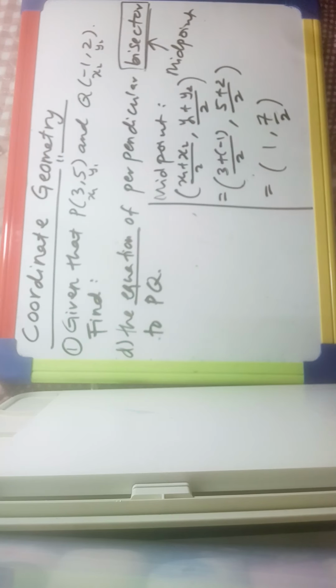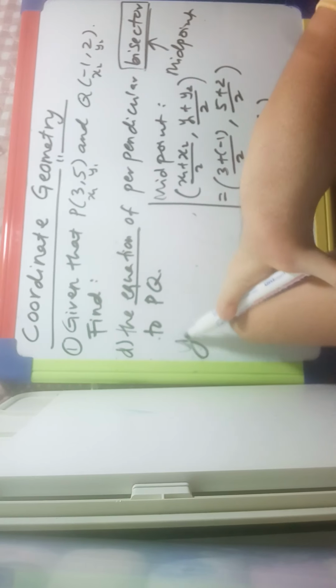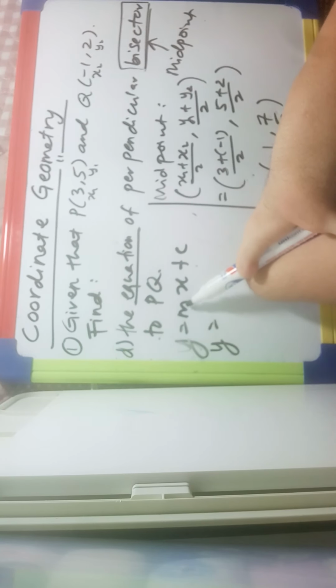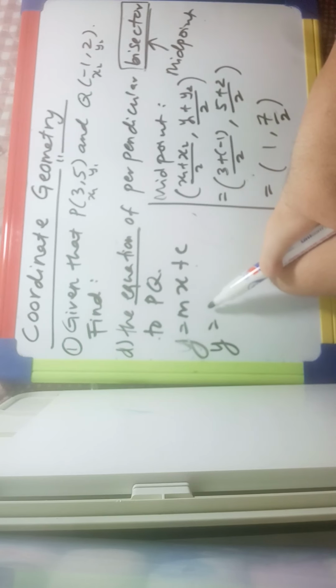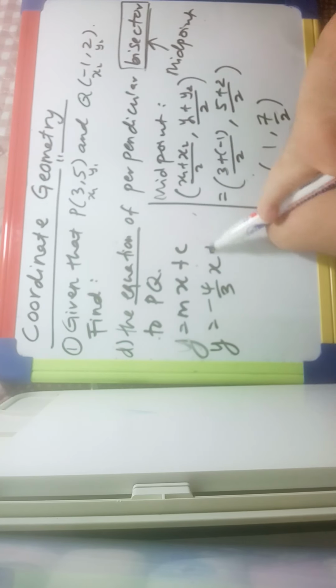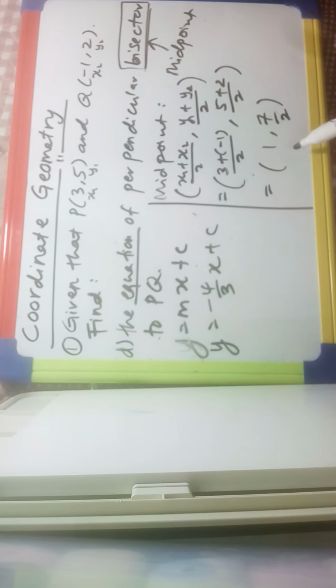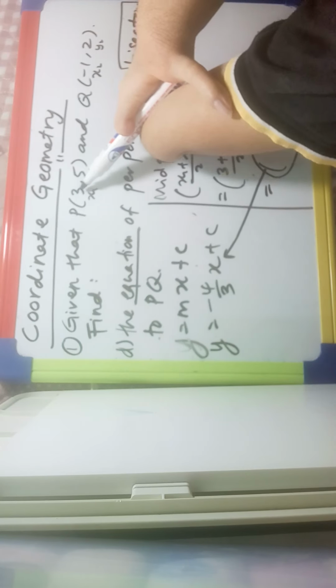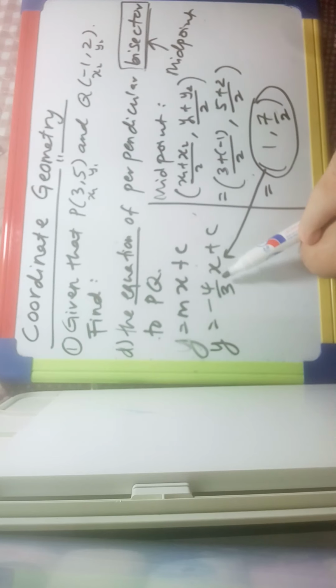As usual, we are going to use y is equal to mx plus c. So y is equal to, what is our gradient m just now in question C? Yes, negative 4 over 3. Use the perpendicular gradient, x plus c. Now the purpose of finding the midpoint is because we want to substitute inside x and also y. You cannot take coordinate P or coordinate Q because this line must be the perpendicular bisector, meaning that it must go through the midpoint. So I will take 1 and 7 over 2, substitute inside here.